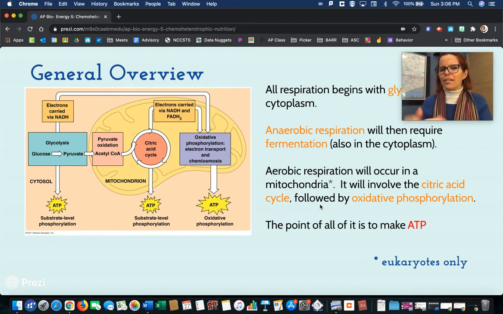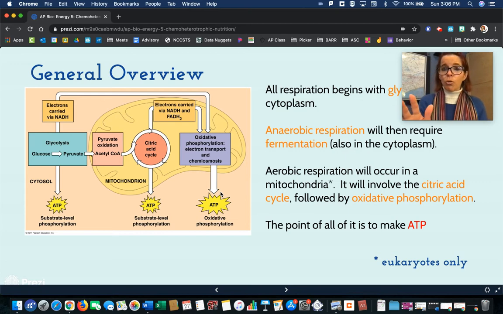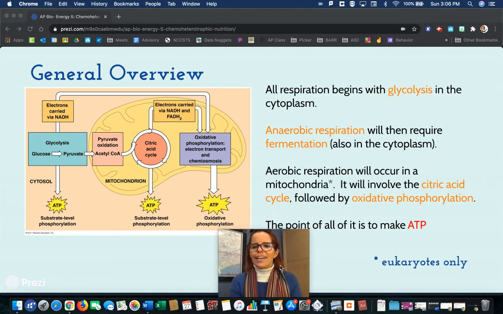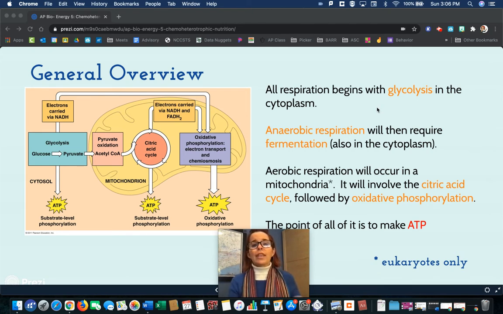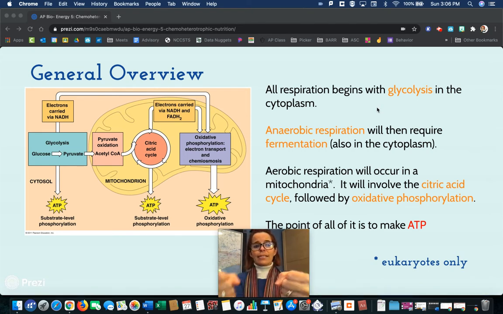Just be able to understand what's happening, all the different processes. So this is the overview of what's going on. So it says, all respiration begins with glycolysis. That's pronounced glycolysis, but I say glyco because it's the sugar, glucose, and then we're lysing it, we're breaking it down. So that begins in the cytoplasm.